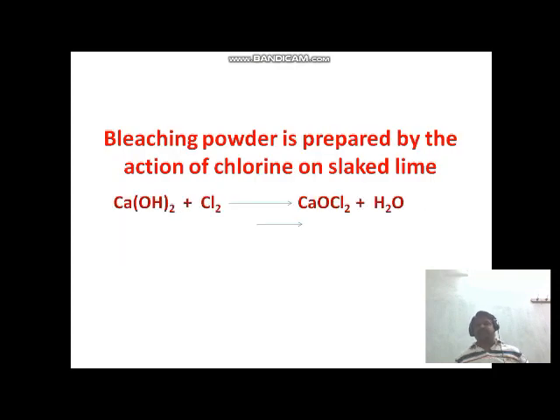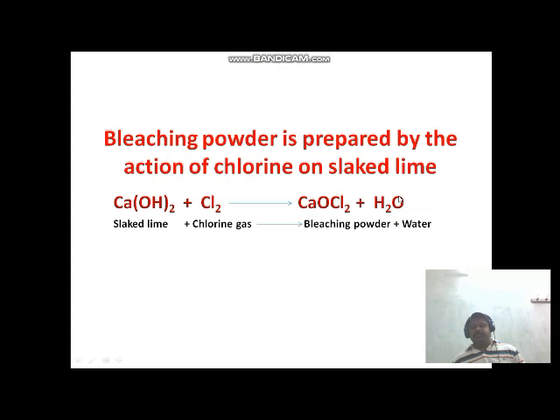Next, the chemical reaction. How is bleaching powder prepared? What are the chemicals taken here? One is calcium hydroxide, known as slag lime, and the second one is chlorine gas. So Ca(OH)2 plus Cl2 gives CaOCl2 plus H2O. Here Ca(OH)2 is nothing but slag lime or calcium hydroxide, Cl2 is chlorine gas, and the bleaching powder formed is CaOCl2, plus H2O.